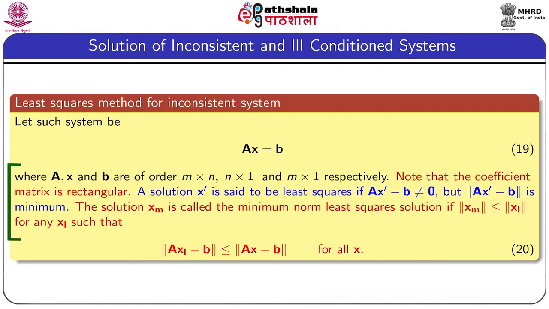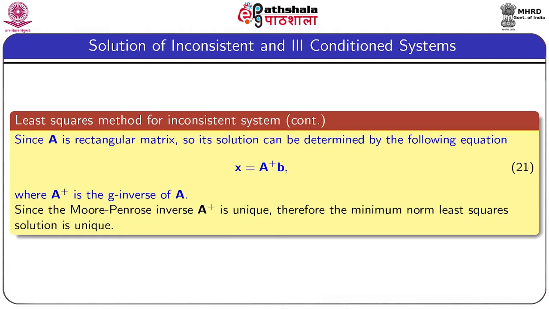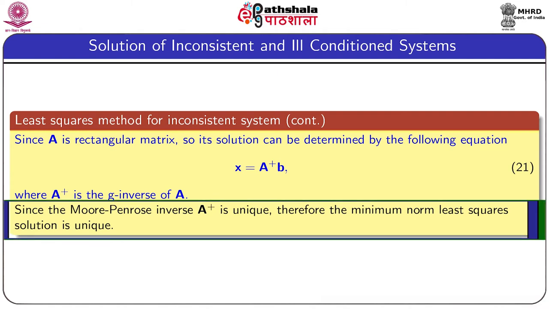The solution xm is called the minimum norm least square solution if the norm of the vector xm is less than or equal to the norm of any vector x1 such that the norm of x1 minus b is less than or equal to the norm of x minus b, and this condition is true for all x. Since the matrix A is rectangular, its solution can be determined by the formula x equal to A plus b, where A plus is the Moore-Penrose inverse of the matrix A. Since the Moore-Penrose inverse is unique, the minimum norm least squares solution is unique.